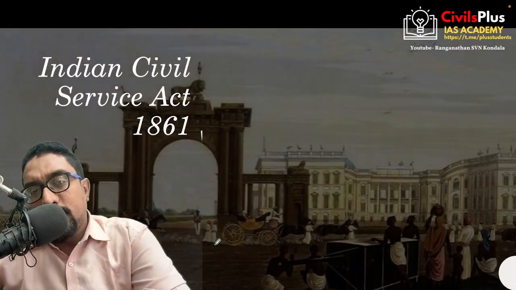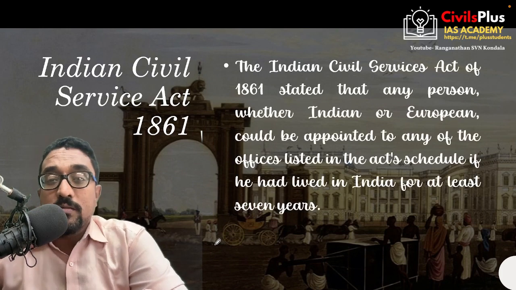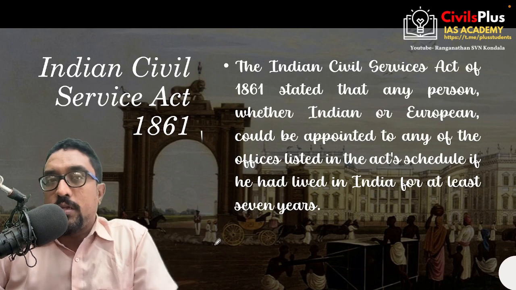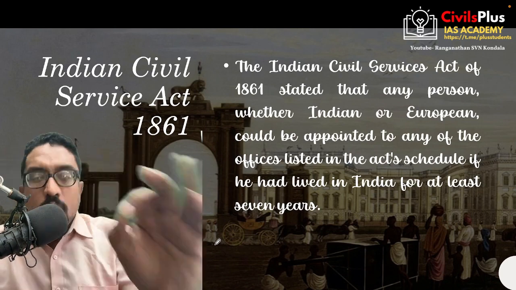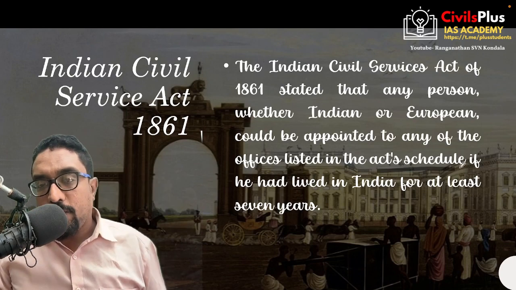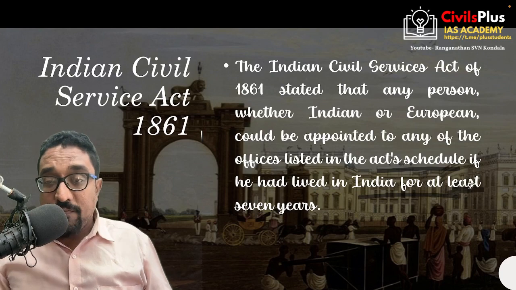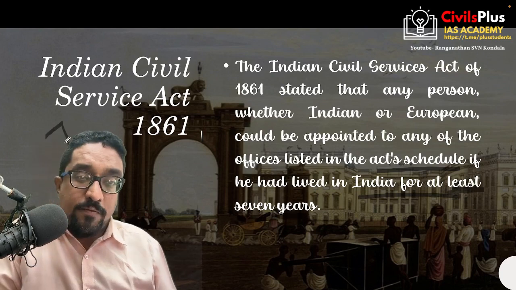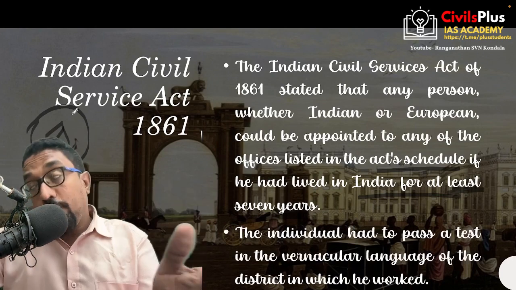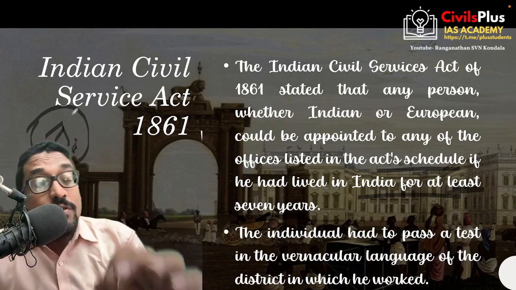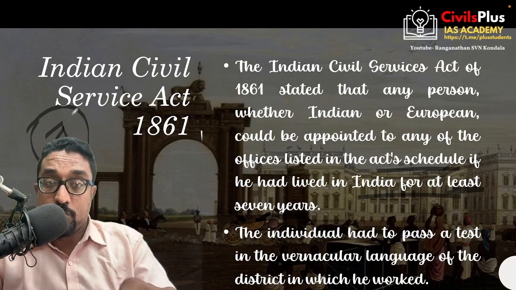Similarly, the Indian Civil Service Act 1861 was passed along with the Indian Councils Act. The Civil Service Act stated that any person, whether Indian or European, could be appointed to any of the offices listed under the Government of India Act 1858, as long as he had lived in India for a period of 7 years. And if serving in a district, the individual had to pass a language test in the district in which he was going to work.